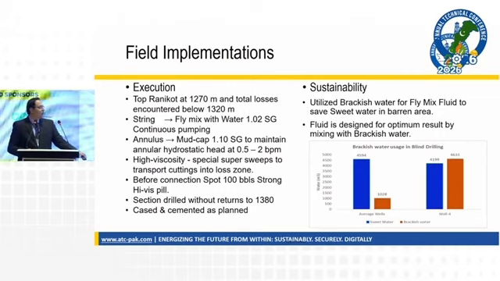So there is a field implementation of sustainability as well, because we used brackish water on-the-fly mixing to save the sweet water. The fluid is designed with optimum parameters with brackish water. You can see in this graph that in offset wells, this is a recent offset well where we used around 1000 cubic meters of brackish water. And in this well number 4, we used around 4600 cubic meters of brackish water. So the brackish water was used to save fresh water, for the conservation of fresh water.